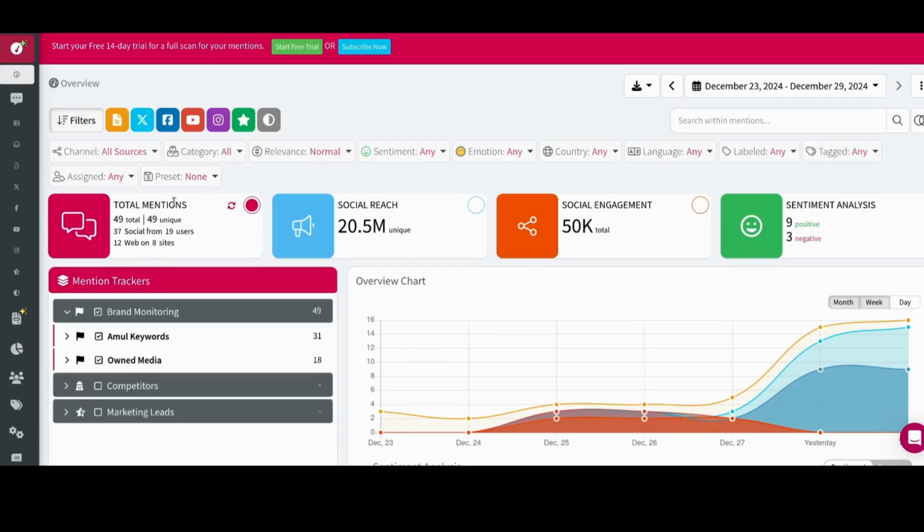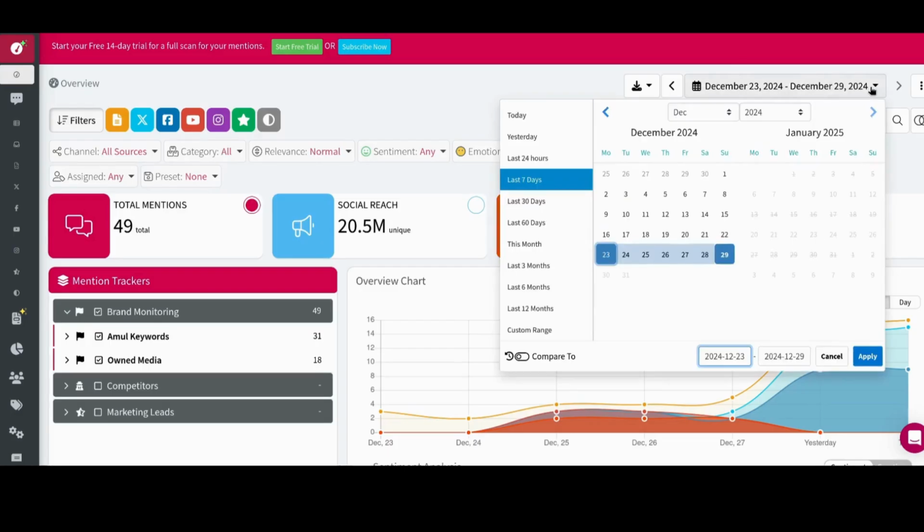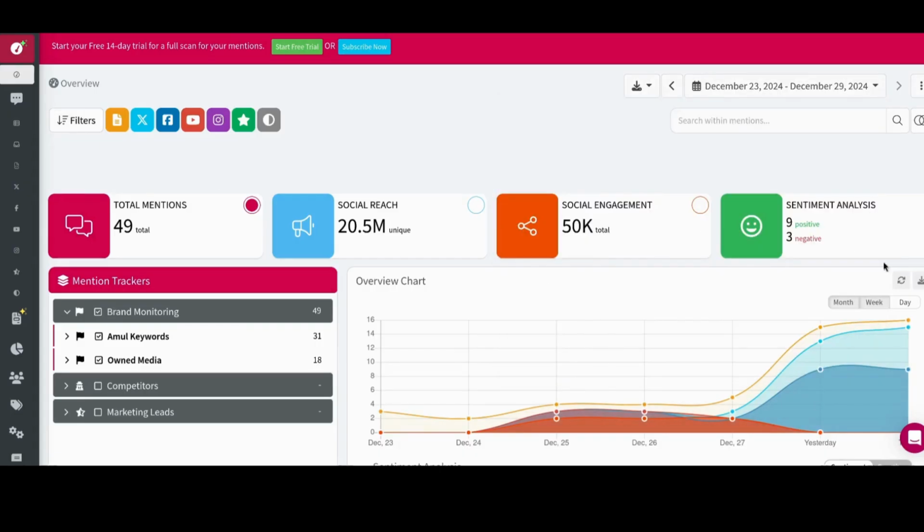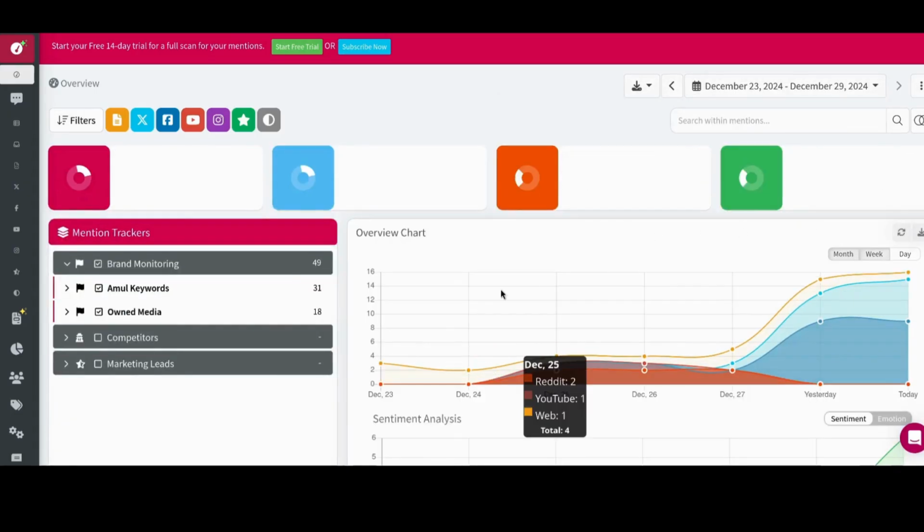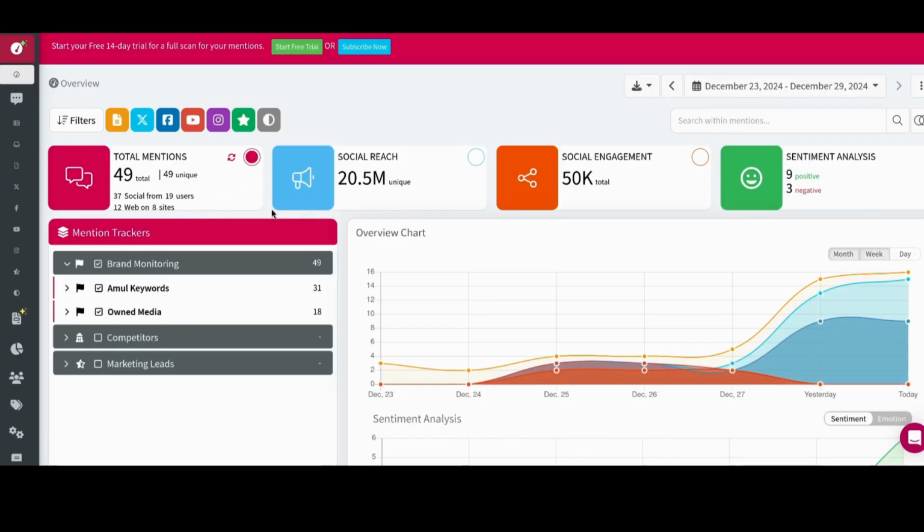Next, we have total mentions, social reach, social engagement, sentiment analysis. Now all these can be customized to a particular calendar. If you want to analyze the data from this week, the last 30 days, 60 days, past month, etc. So over here we can scale it up as per the timeline too, and we can apply the same, on the basis of which the scores and all the analysis will change.